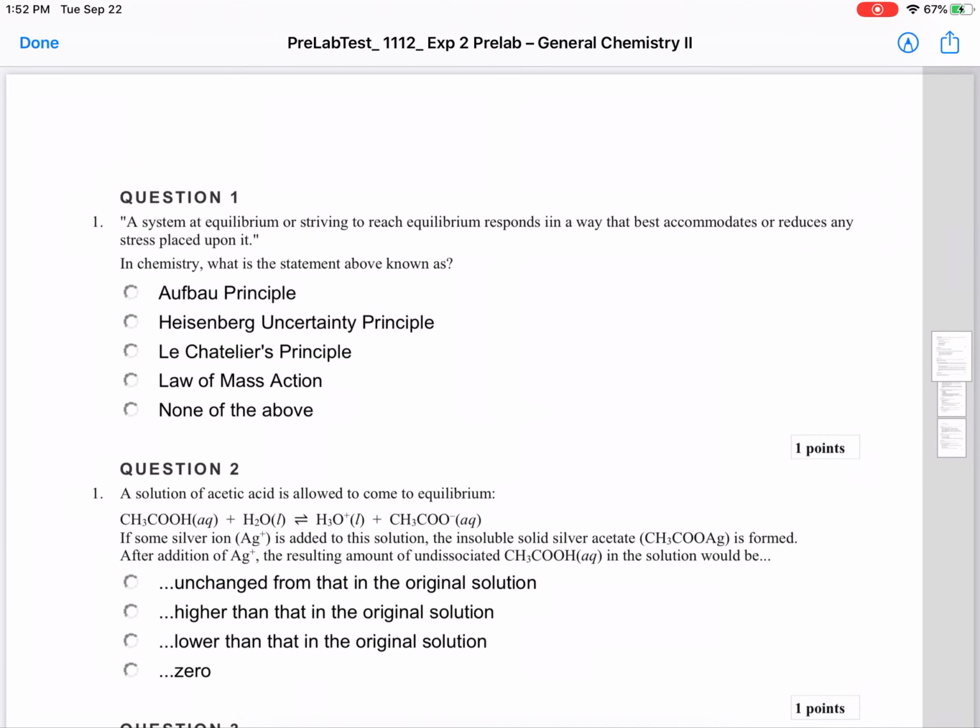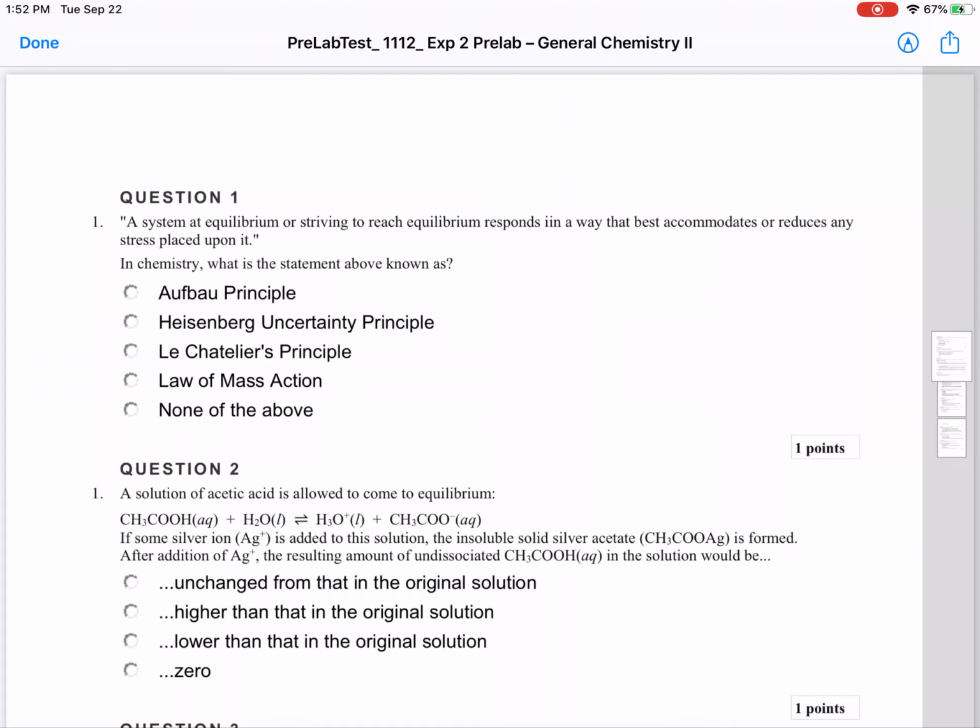Hi everyone, here's your pre-lab exercise for experiment 2, which is Le Chatelier's principle. So question 1: a system at equilibrium or striving to reach equilibrium responds in a way that best accommodates or reduces any stress placed upon it. In chemistry, what is the statement above known as?